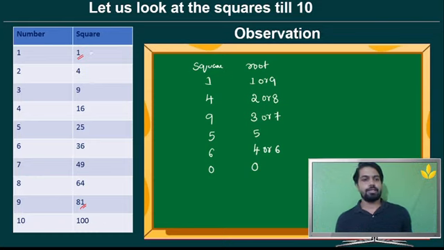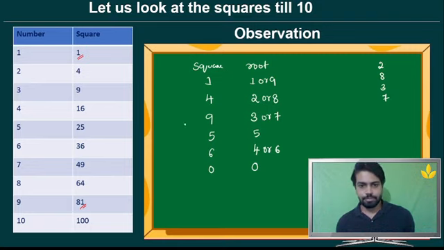Do we have any square ending with other digits, which are 2, 8, 3, 7? No. That means there is no perfect square ending with these numbers. If anybody is asking to find the square root of a number ending with these digits, obviously it is not a perfect square, then we are going for the approximation. So if it is a perfect square, no square will end with these numbers.